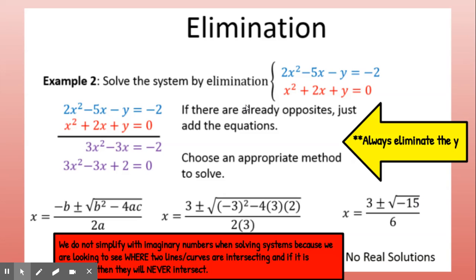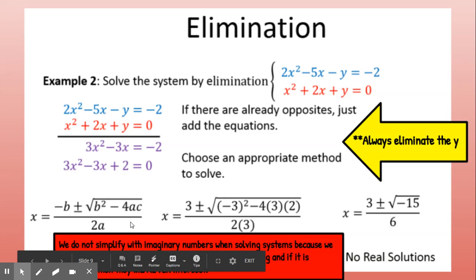So if they're already opposites, like we see here, add them together, cross them out. If one of my y's had a coefficient, then I have to multiply to cancel out. But again, we always want to eliminate the y. That's what I want to stress over here. Again, choose an appropriate method and go ahead and solve it. So in this case, I couldn't really factor it. So I chose to use the quadratic formula, right?